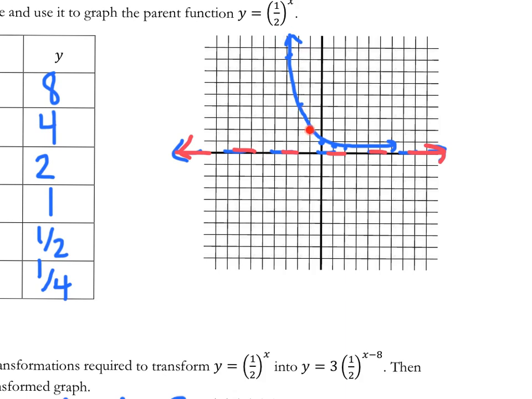But this guy here currently has a y value of 2. If I vertically stretch that by 3, I'm going to end up with a y value of 6, which is up here. And then I'm going to move to the right by 8. So 1, 2, 3, 4, 5, 6, 7, 8. Okay, so I'll end up right there.